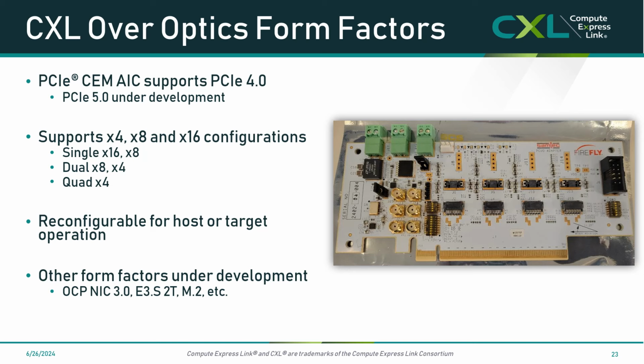The advantage of these add-in cards is that they're highly configurable, just as the optical transceivers are. These add-in cards can support x4, x8, x16 configurations. You can do it on the same card: a single x16 or a single x8, a dual x8 or dual x4 or quad x4. As we showed from the previous proof of concept, the same PCB can work both on the host side or the target. And we're also looking at and developing other standard form factor cards such as OCP NIC, E3.S 2T, M.2, and similar for enabling CXL over optics as these system architectures continue to evolve due to AI and disaggregated computing.